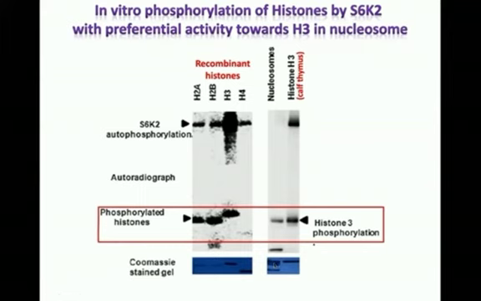So what's new in this experiment? There are three things. The first thing is that histone 3 is accessible in the nucleosome, and it can be phosphorylated in vitro by S6 kinase 2. The second important clue is that histone 4 cannot be phosphorylated by S6 kinase 2. The third clue is that S6K2 can phosphorylate H2A and H2B as well.